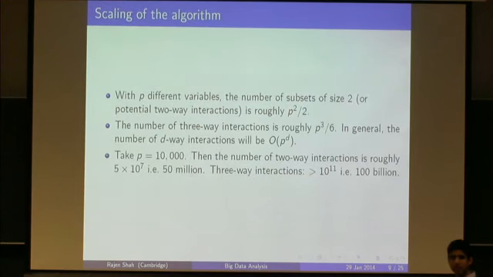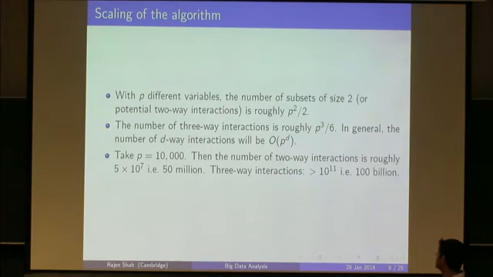Now the problem with that sort of naive approach in a big data setting is that when the number of different variables, the number of items that you've got, is very large, then the number of subsets that you're going to have to search through is going to start to become very big. Roughly, if you've got p variables, you'll have roughly half p squared subsets just of size 2. If you're looking at subsets of size 3, it gets even bigger. And in general, it's order p to the d if you're looking at subsets of size d, or d-way interactions as we would call them.